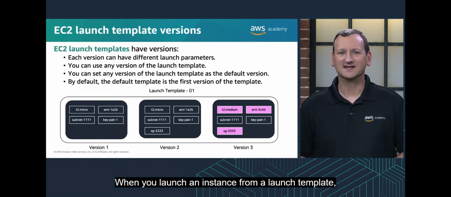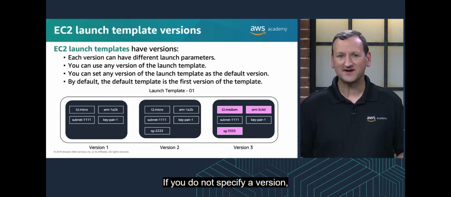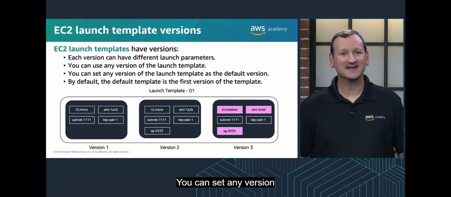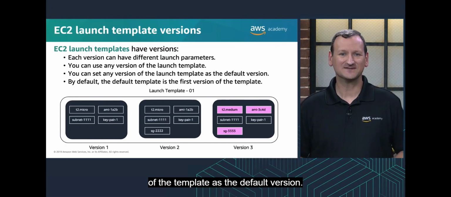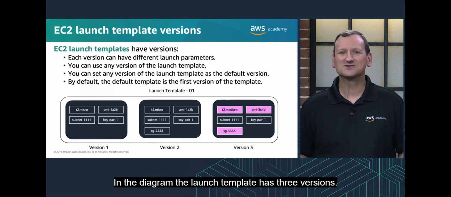When you launch an instance from a launch template, you can use any version of the launch template. If you do not specify a version, the default version is used. You can set any version of the template as the default version. By default, it's the first version you create. In the diagram, the launch template has three versions.